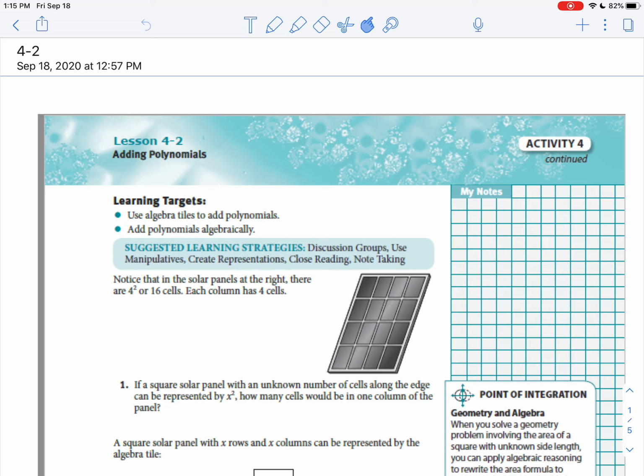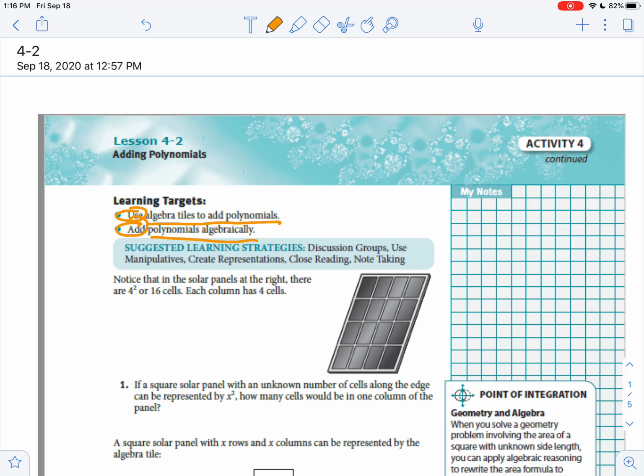Hello and welcome to lesson 4-2, which is adding polynomials. So today we have two learning targets. One is going to be to use algebra tiles to add polynomials, and then we are going to add polynomials algebraically. So we'll look at both of those.